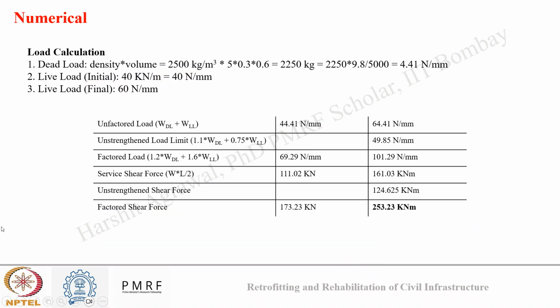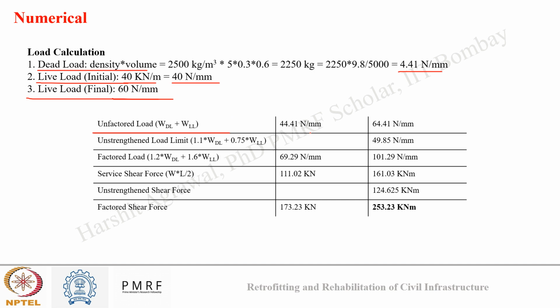Again, my step one will be the load calculation so that I can know how much increment in shear force I need to resist. Dead load again is density times volume. It will come out to be 4.41 Newton per mm square. Live load initially is given in the question as 40 kilonewton per meter, so 40 Newton per mm. And live load finally after 50% increment will be 60 Newton per mm.